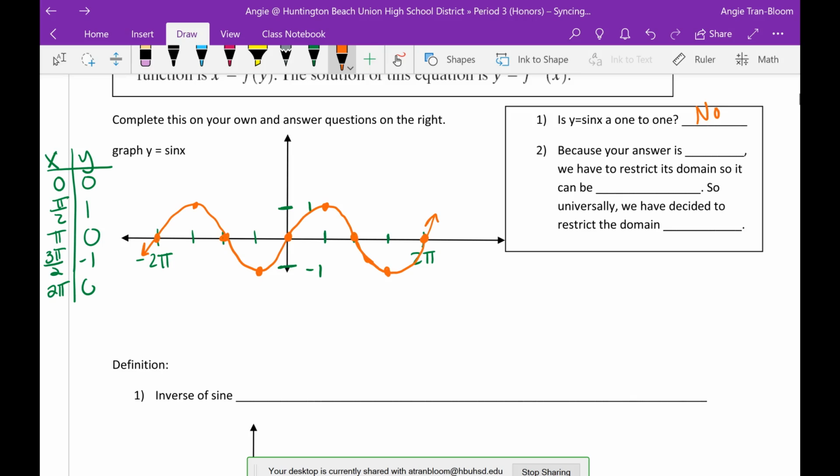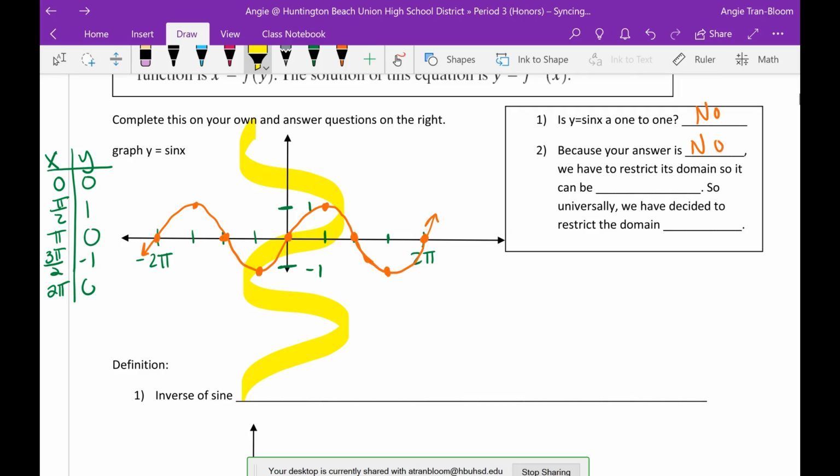Because your answer is no, we have to restrict its domain. And here's why we restrict it. Here's my sine graph. If I were to graph its inverse, would you agree that I'm just going to switch x for y and y for x? So its inverse is just going to go something like this, right?